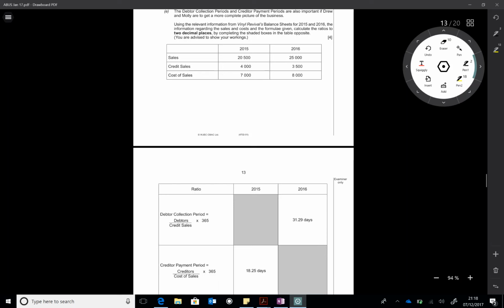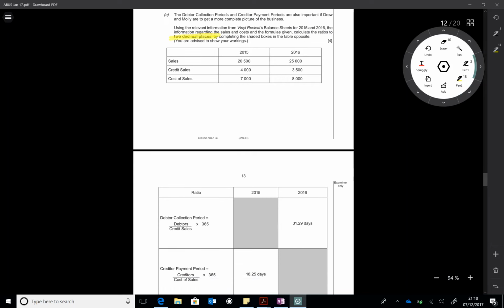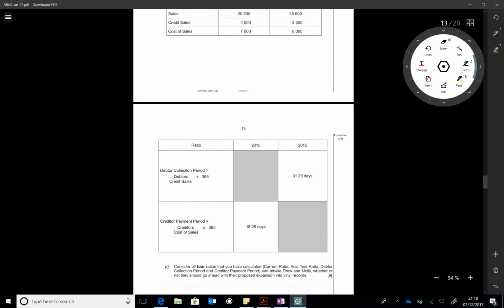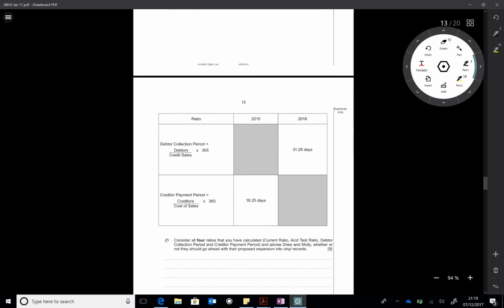As we scroll down, we're asked in part E to work out the debtor collection period and the creditor payment period. Now it's also interesting to note that it asks for 2 decimal places, so please make sure that you don't round it up, or you don't round it down, and you don't put it to 1, 3 or 4. Okay, so again, we're just picking information from the bit of text or the balance sheet or somewhere previously in this question.